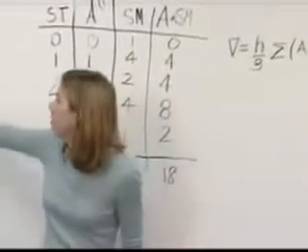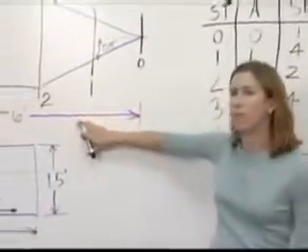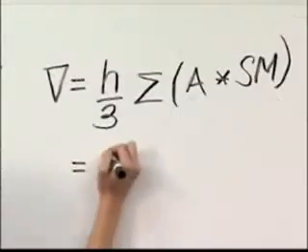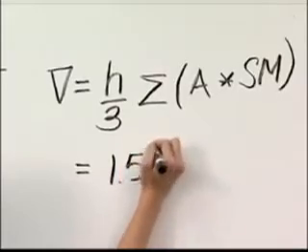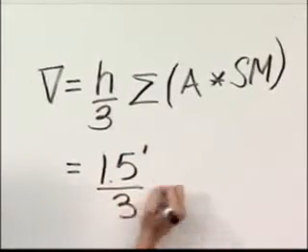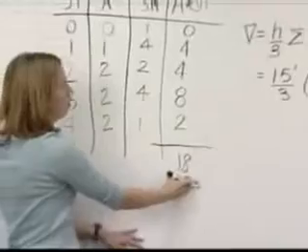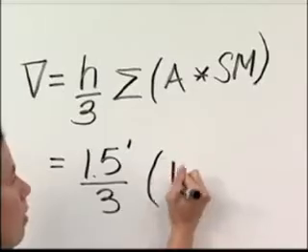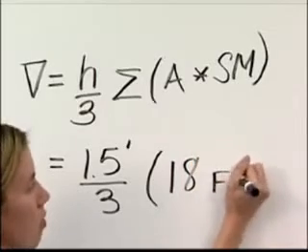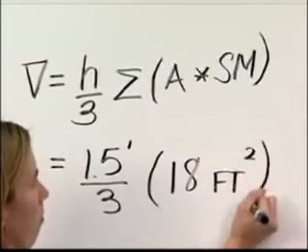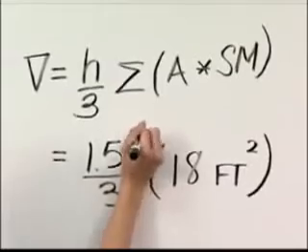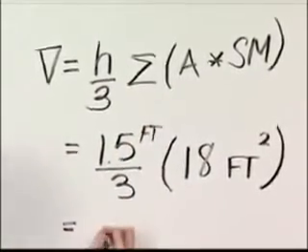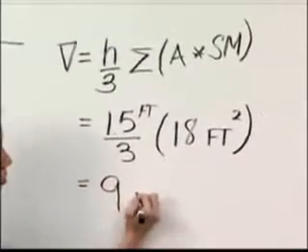Our h spacing has remained the same. 6 feet divided by 4 is 1.5 feet. So 1.5 feet divided by 3 times the summation that we calculated here, 18. That is feet squared. Okay, when you do the math, you'll come up with a value of 9 cubic feet.